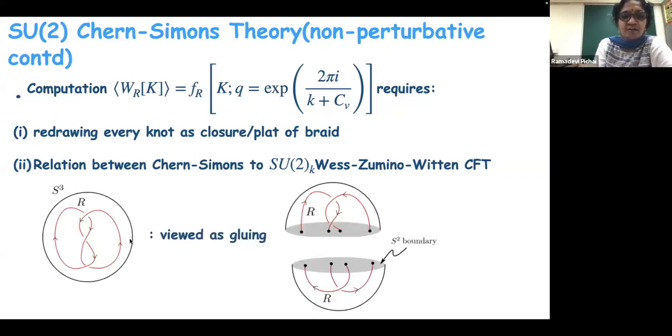So let me show you by picture. Take the S3. This is the trefoil, which is drawn as a closure of a 3-strand braid. And I'm going to confine myself to an SU2 Chern-Simons theory, so this can be an arbitrary spin representation of SU2. What I can do is slice this diagram into two pieces. I've sliced one upper piece and a lower piece, and I can glue it back along this boundary. The boundary is an S2 boundary with 1, 2, 3, 4 punctures. So this S2 boundary and this S2 boundary are oppositely oriented.